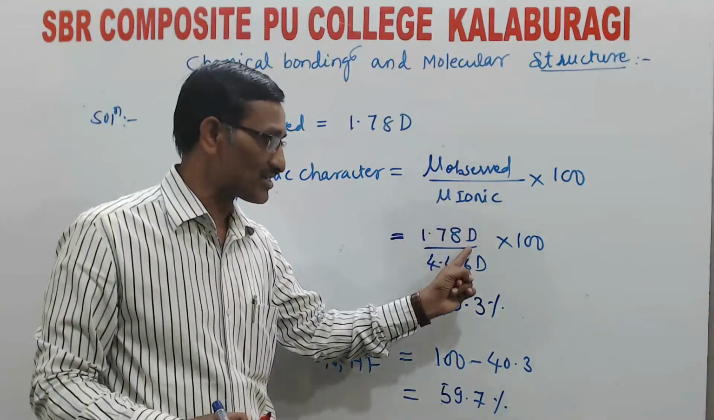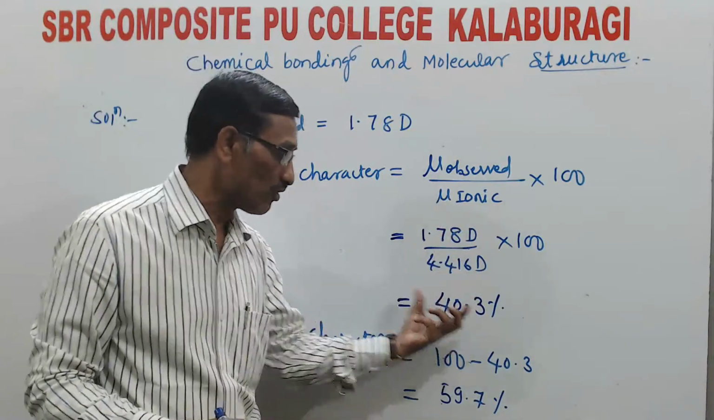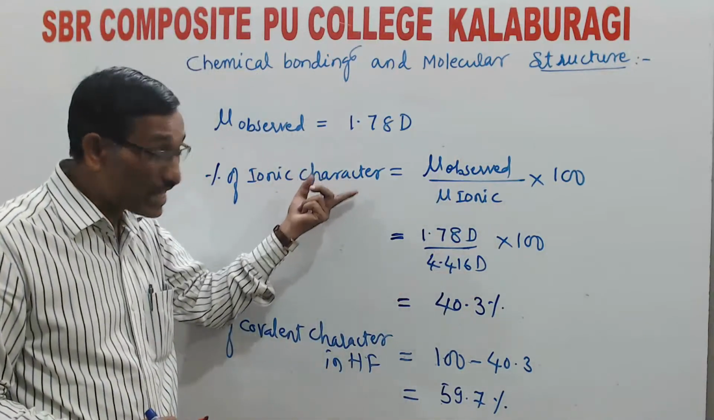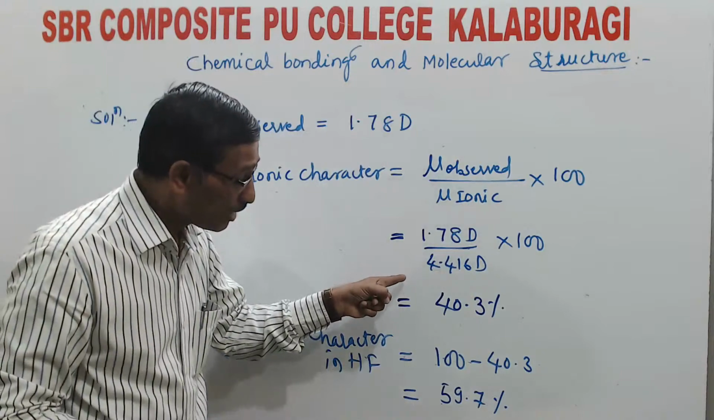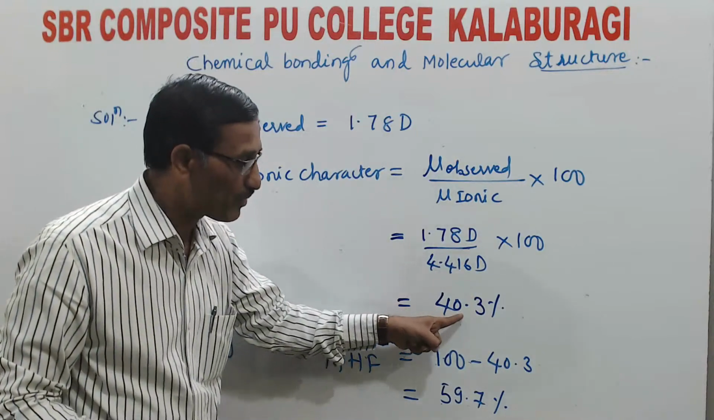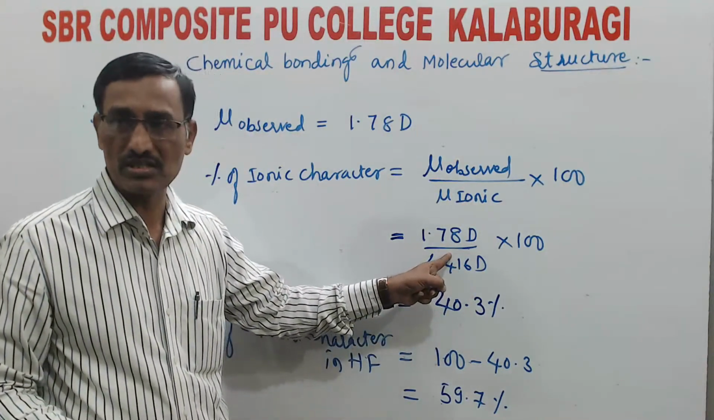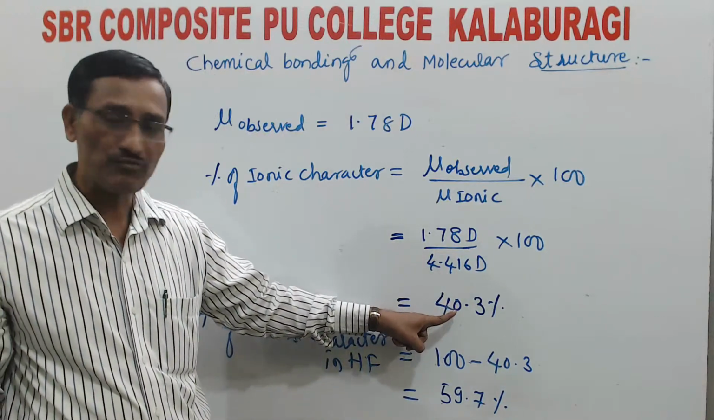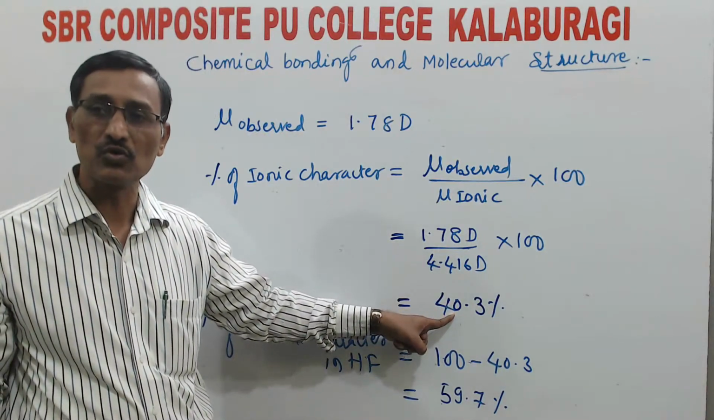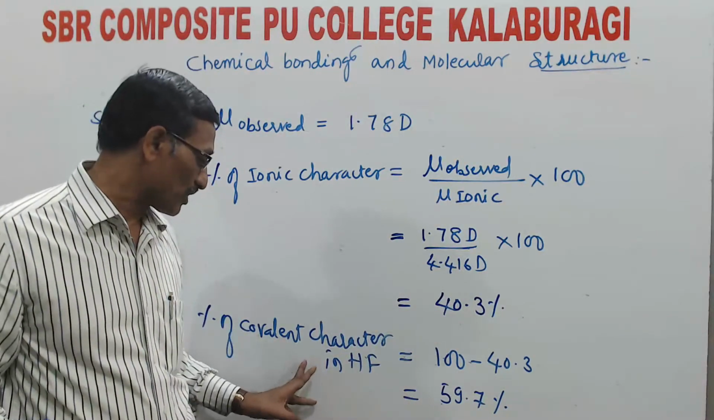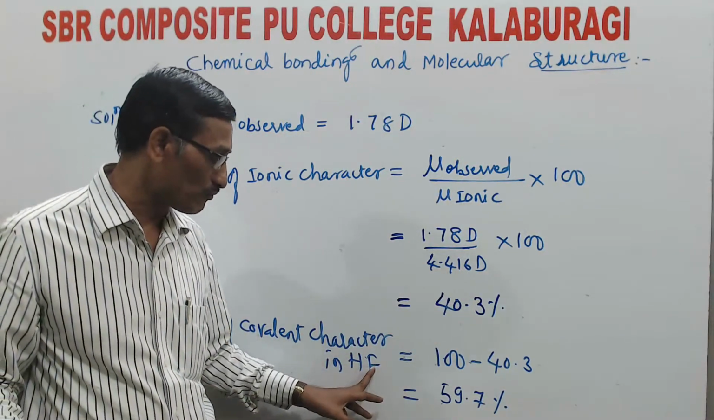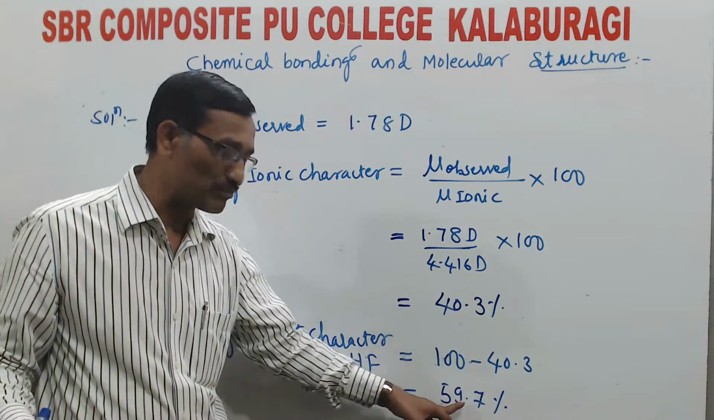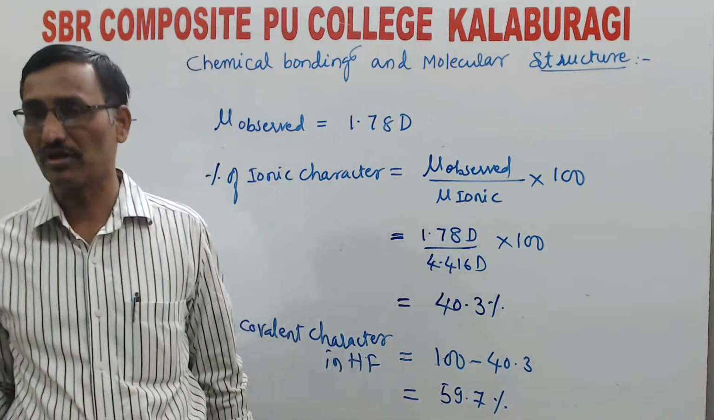But from the given data, if you calculate, what do we come across? The percentage of ionic character in a hydrofluoric molecule is 40.3%. You just have to do this calculation part. Is it exactly 40.3 or not? That one you have to check. Next, the percentage of covalent character in hydrofluoric acid is 59.7%. That one you have to remember.